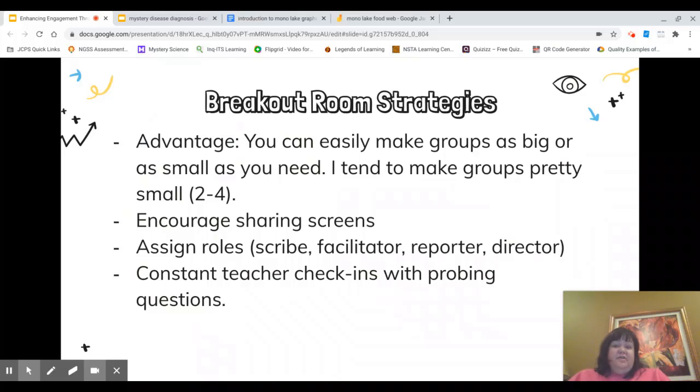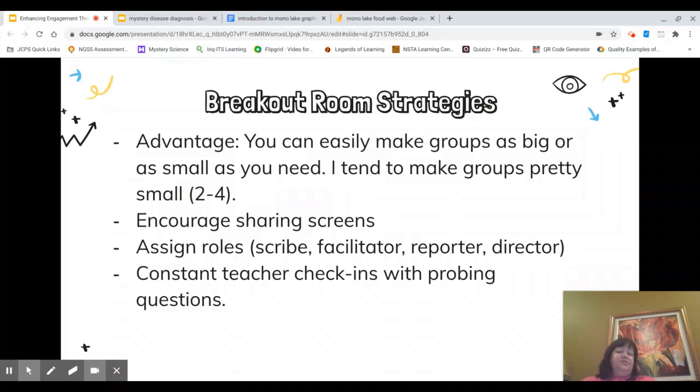They do have their advantages. You can easily make groups as big or as small as you need. I tend to make them pretty small, like 2 to 4 people. At the beginning, I was making them kind of big, and you could tell people were getting lost in them. They were just sitting back and not really participating. You'd have one person or 2 people really driving it, and the rest weren't doing much. So one thing that's nice is you can make them small quickly.